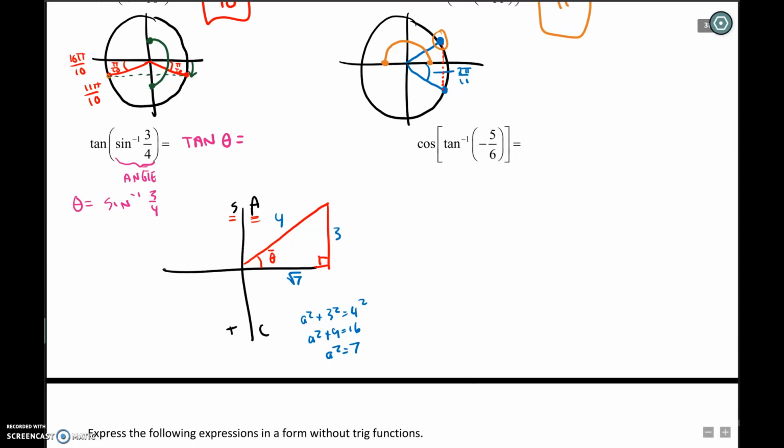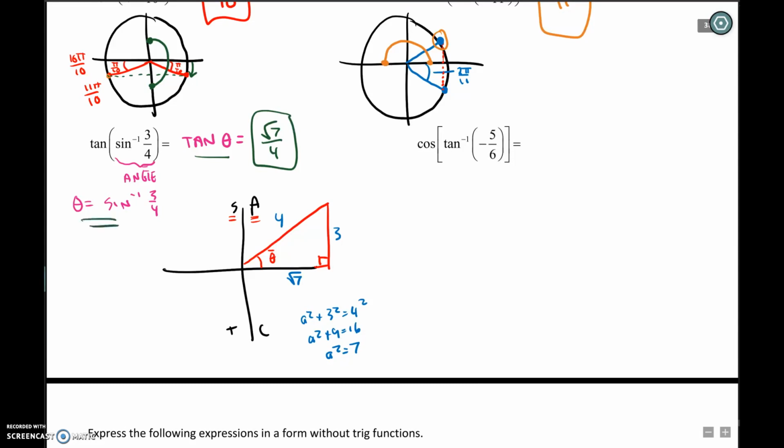Now, I need to find out what is the tangent of theta. Well, the tangent of theta is square root of 7 over 4. And it's positive because it's in the first quadrant. Okay? So, figure out where the angle is, draw the triangle, and use a combination of your right triangle with your quadrant to figure out the problem. Okay? But start it out with a substitution.